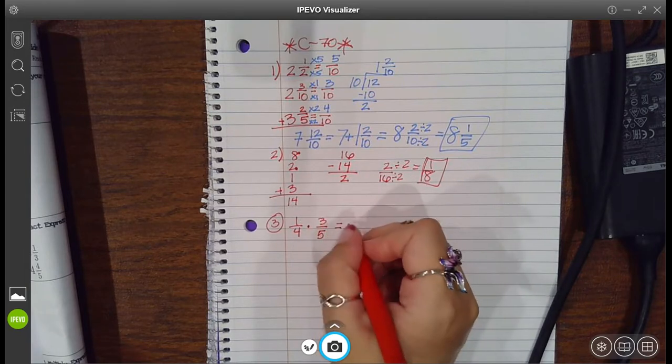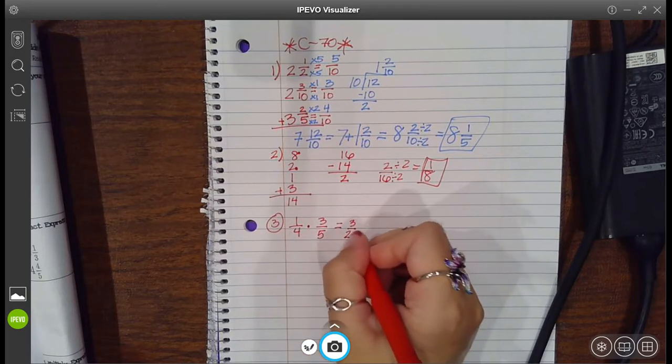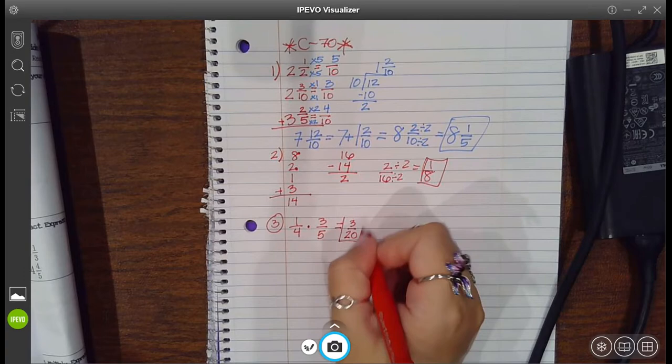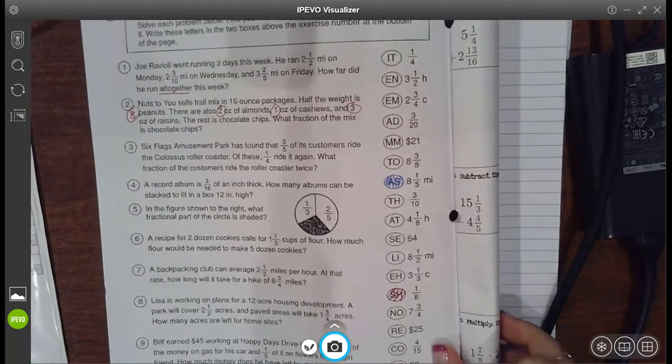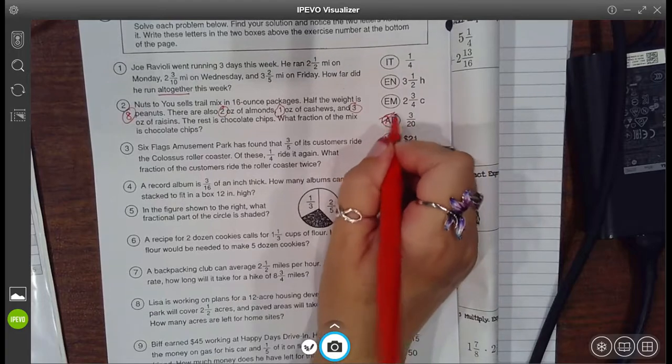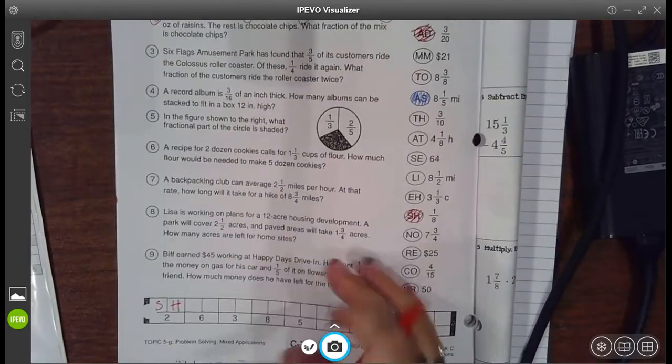So 1 times 3 is 3, and 4 times 5 is 20. Can you reduce that? Nope. So 3/20 ride Colossus twice. So for number 3, I would put an AD.